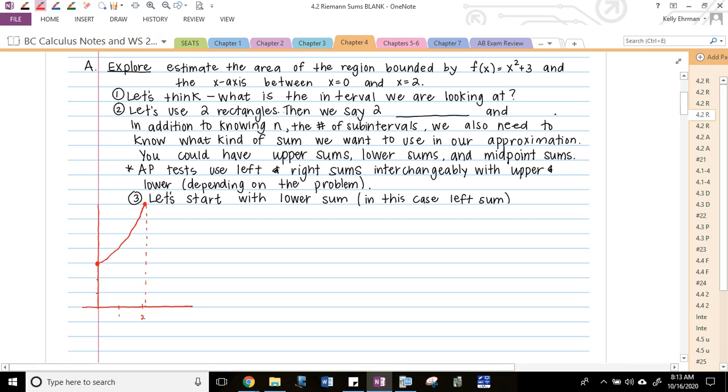What if we just used 2 rectangles? So then we would call those 2 sub-intervals. And in addition to knowing how many subintervals we have, which we call n, number of subintervals, we would also need to know what kind of sum do we want to use. So like if I use rectangles to estimate this area, I can find the area of a rectangle and say, yeah, there's going to be some space left over, but it's the area under this curve is about this much.